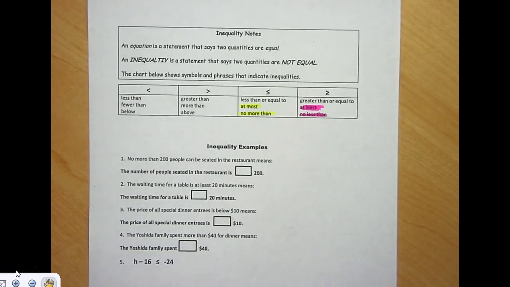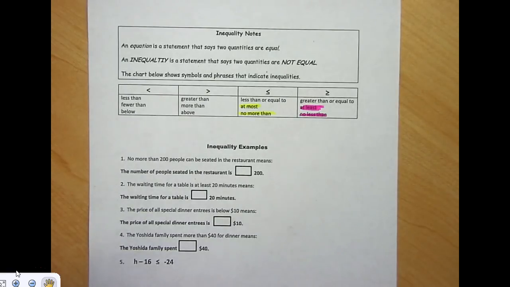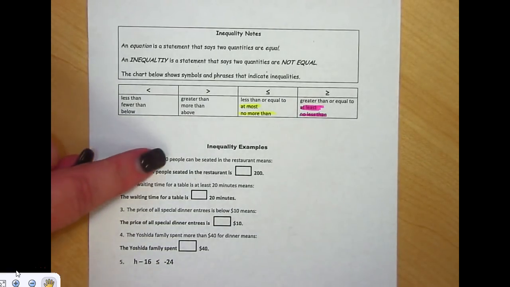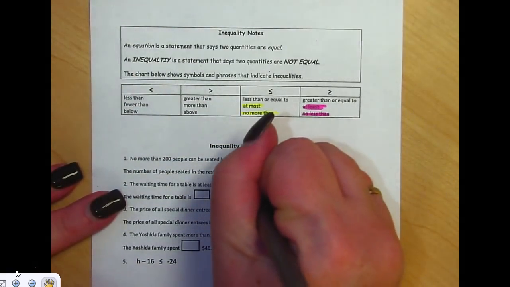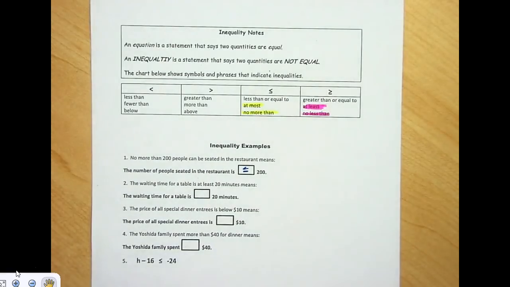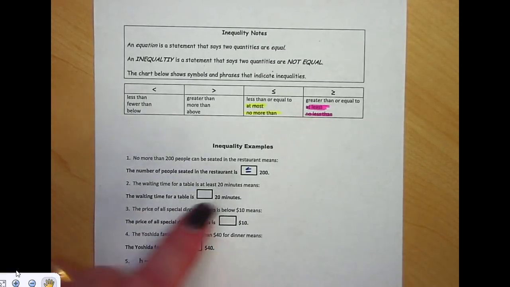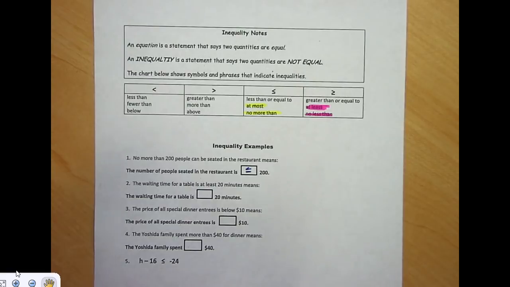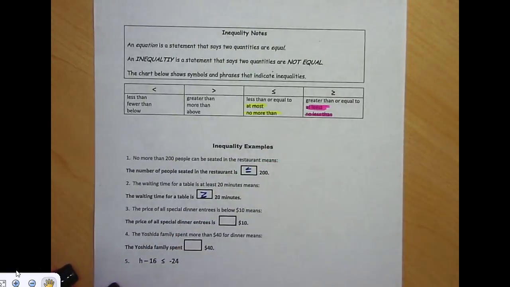No more than 200 people can be seated in the restaurant means the number of people in the restaurant is, so if it says no more than, then it needs to be less than or equal to. That sign goes in there, less than or equal to. 2, the waiting time for a table is at least 20 minutes. That means it could take 20 minutes or it could take more than 20 minutes, right? So, greater than or equal to.